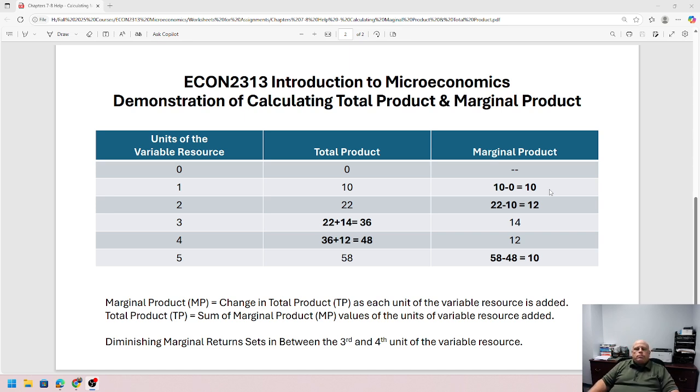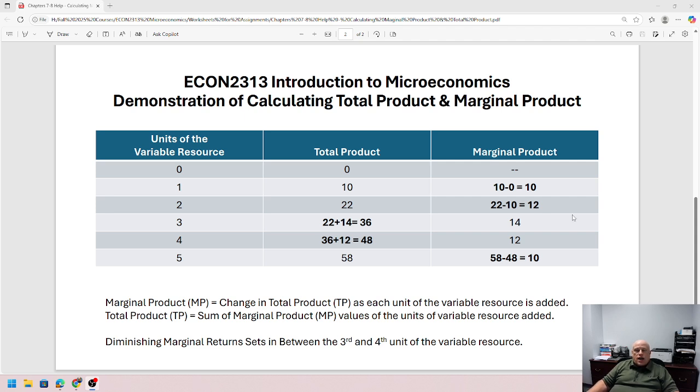Okay, all right. Now, to get the marginal product for the second unit of the variable resource, very simple. You're just going to take whatever the total product is now with that second unit minus what it was with the first unit. So it'll be 22 minus 10. So the marginal product is 12.